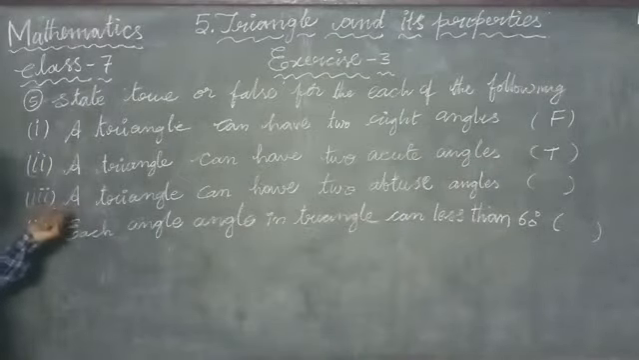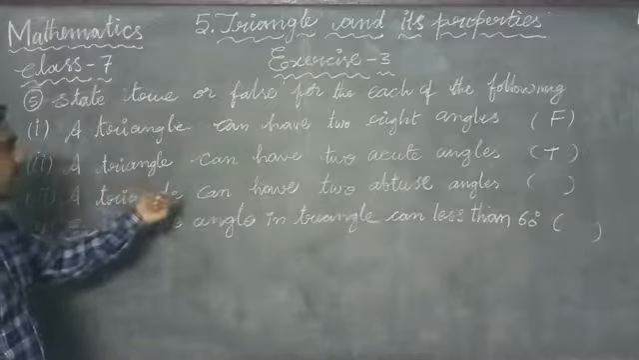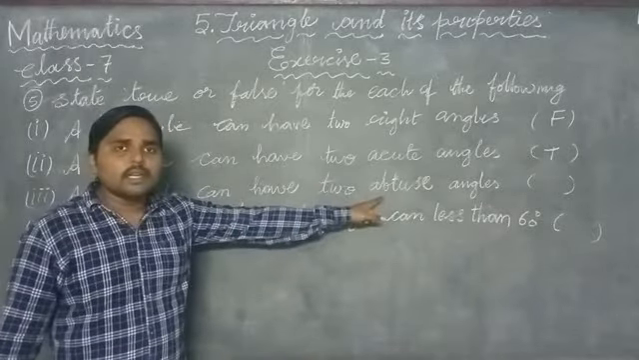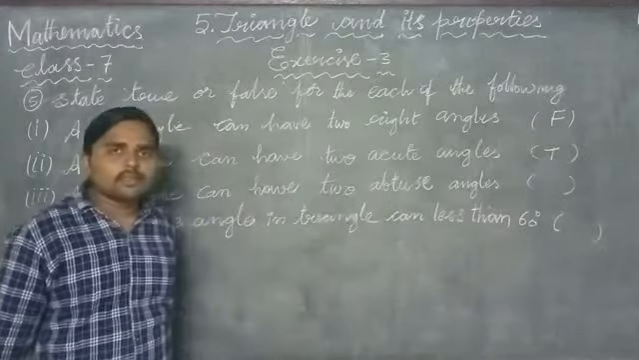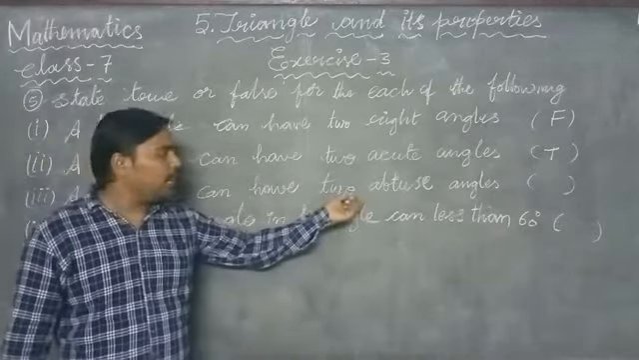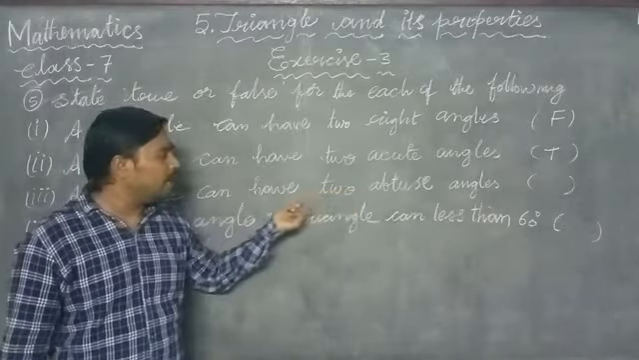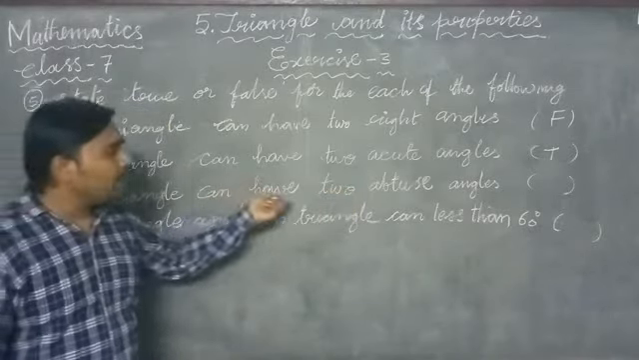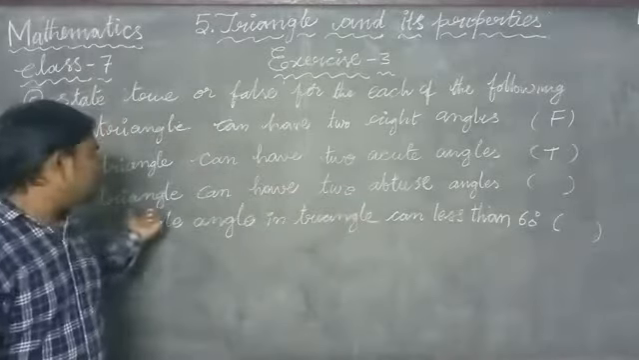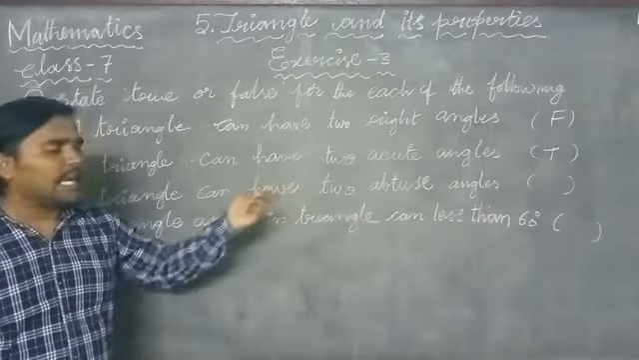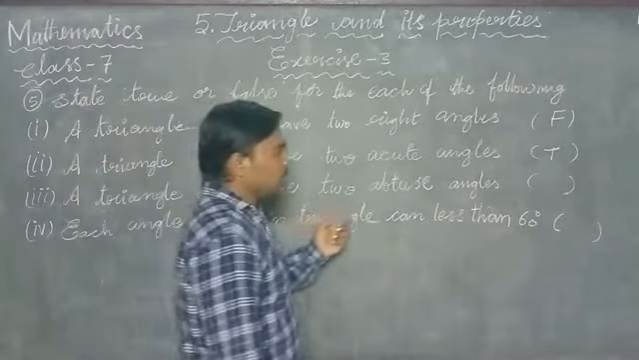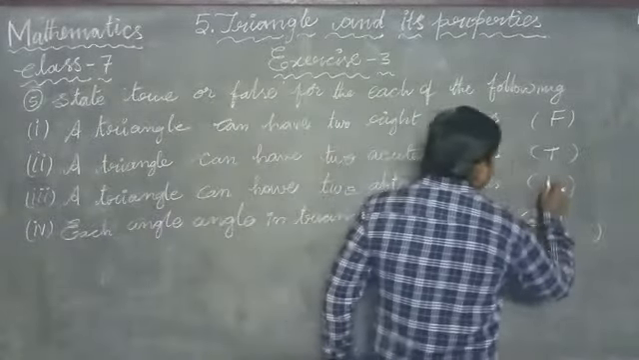Now let us see the third one. A triangle can have two obtuse angles. Here obtuse angles means greater than 90 degrees. If any triangle had two obtuse angles, it would not become a triangle. So it is not a correct statement. So it is a false statement.